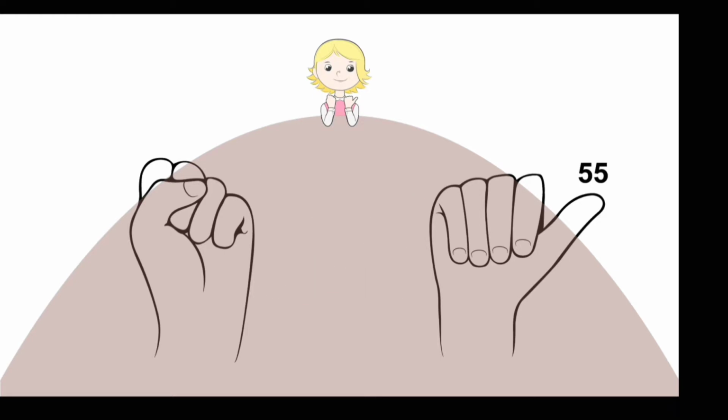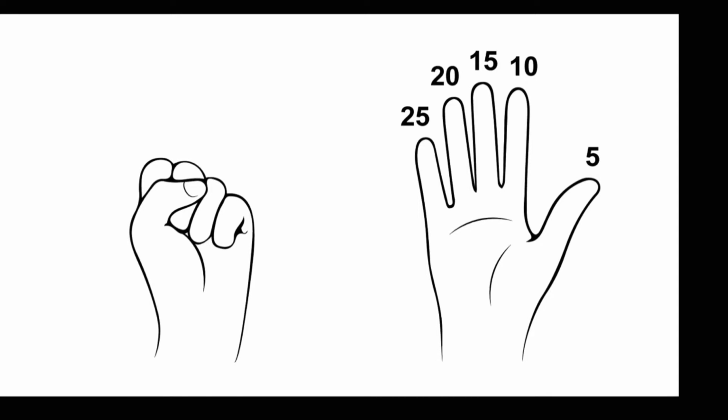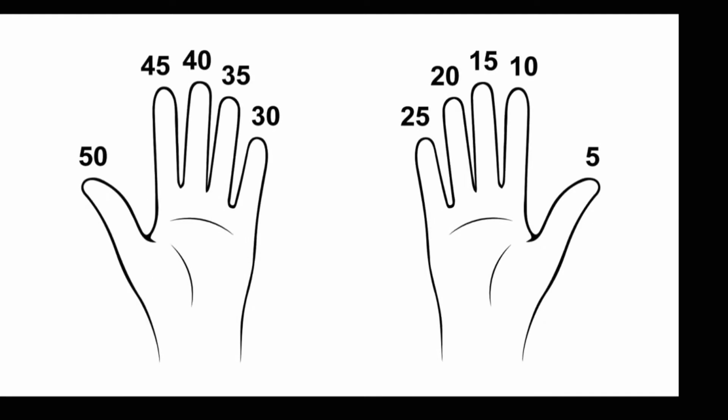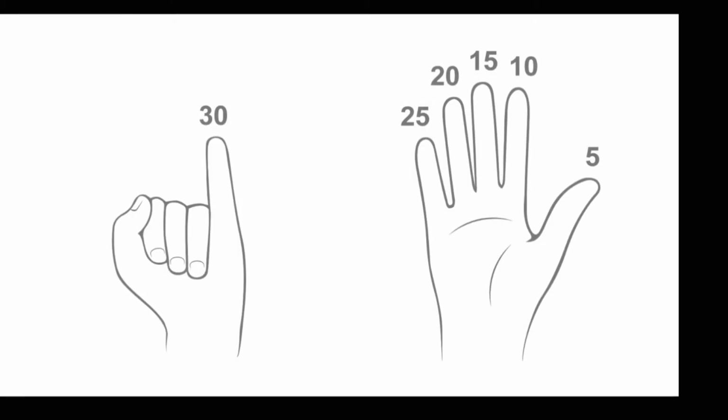After some practice, follow up with some naming questions such as, what is 5 times 5? She is counting by 5s up to 5 fingers. What is 5 times 10? She is counting by 5s up to 10 fingers. How many 5s go into 30? She is counting by 5s up to 30 or 6 fingers.